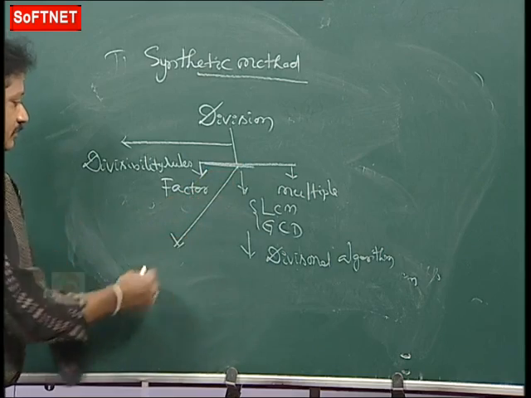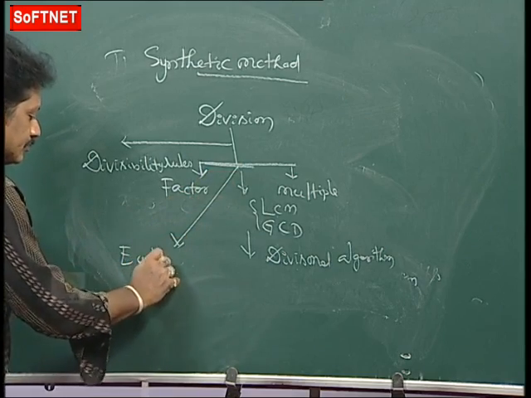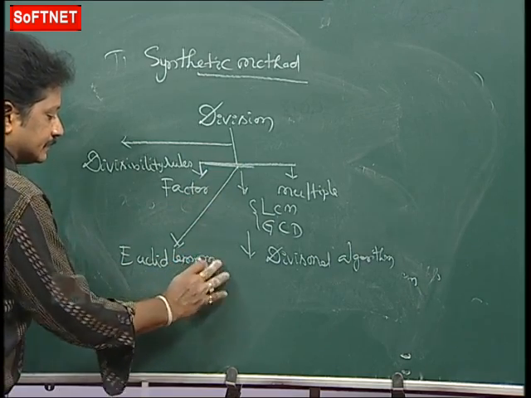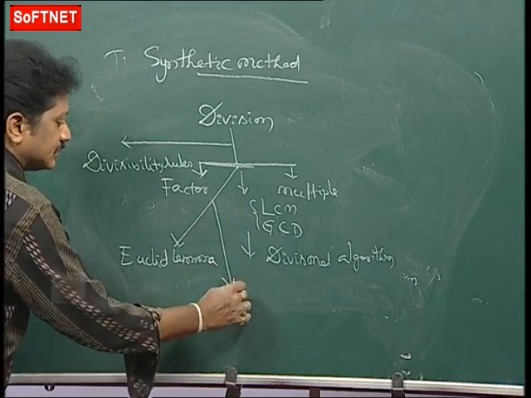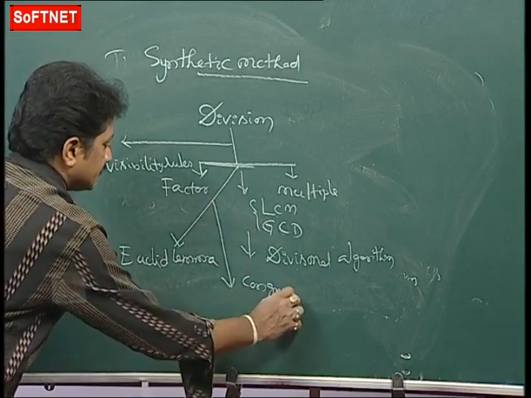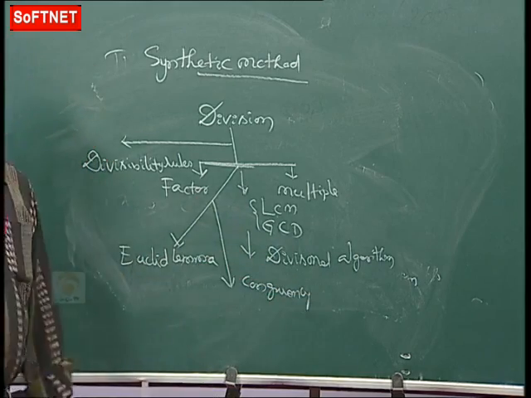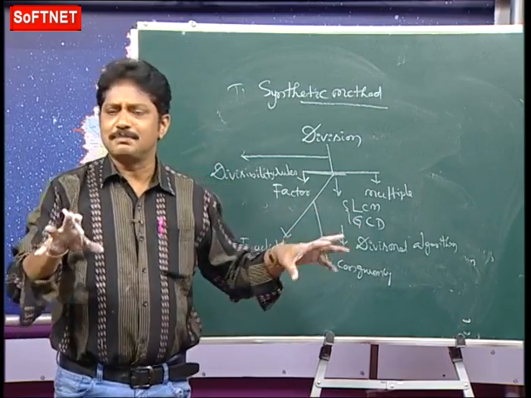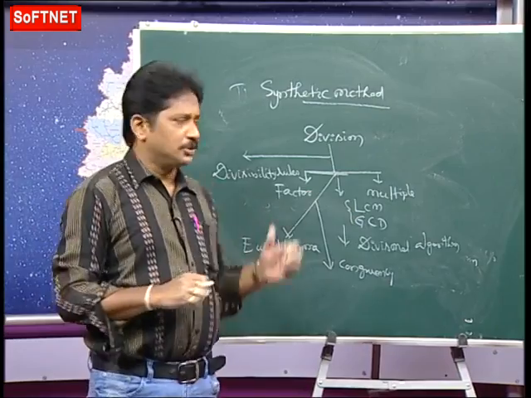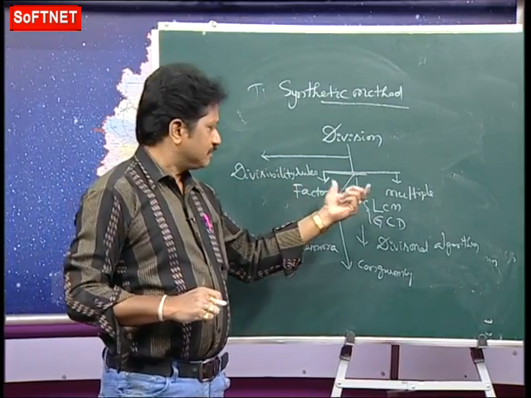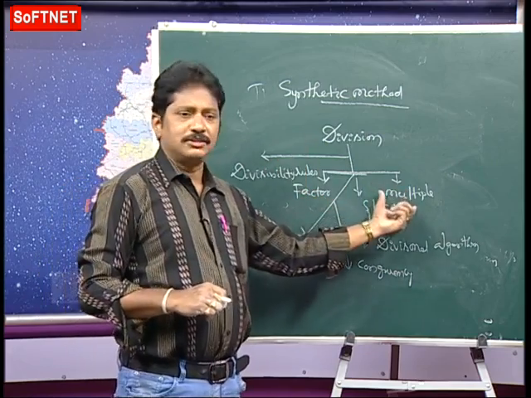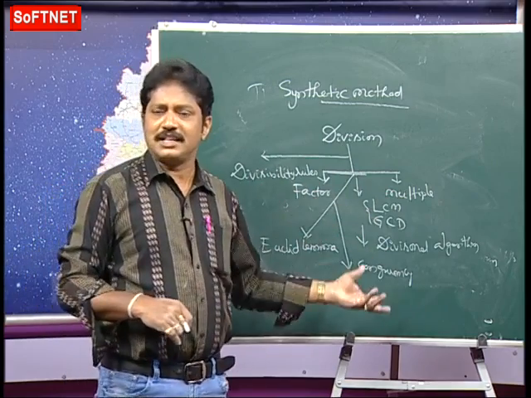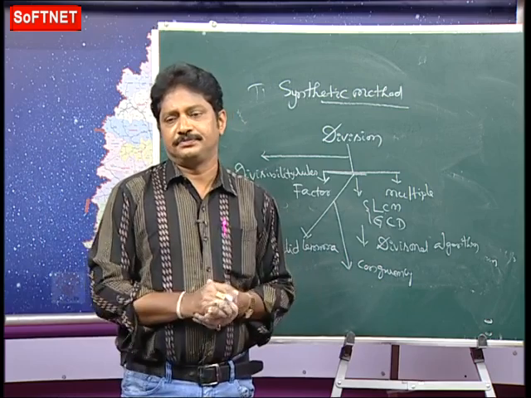Then you will get Euclid lemma. Then you will get congruence of divisibility. Clear? Now just observe this. Here you know all these parts. You know division, you know the divisibility rules, you know the factor, you know multiple, you know LCM, you know GCD, you know Euclid lemma, you know division algorithm, you know congruence.